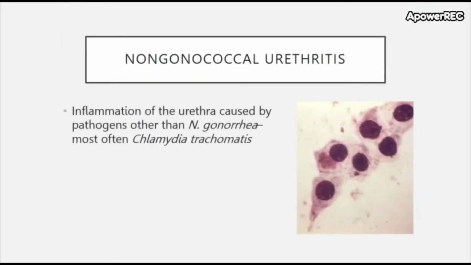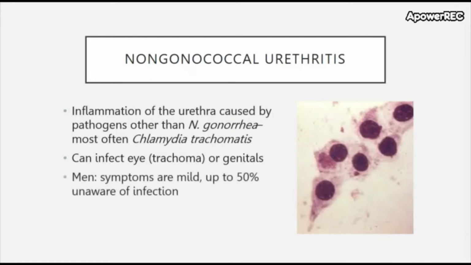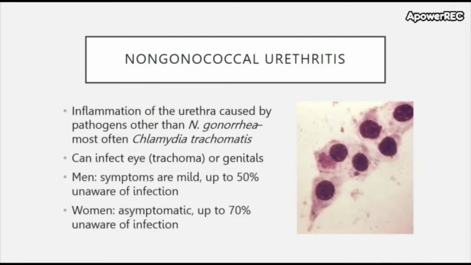Non-gonococcal urethritis is an inflammation of the urethra that is not caused by Neisseria gonorrhoeae. It's most often caused by Chlamydia trachomatis. It can affect the eye, as trachoma, or the genitals. In men, it's mild and up to 50% are unaware of infection. And women are typically asymptomatic, with up to 70% unaware of infection.